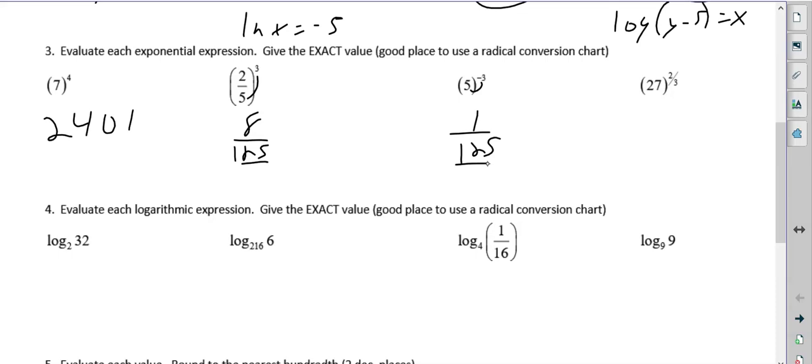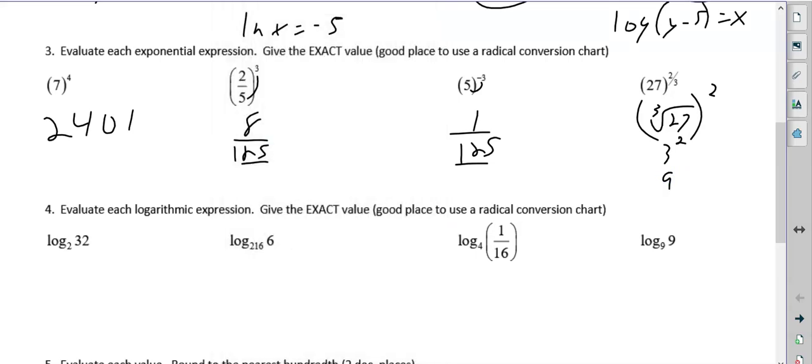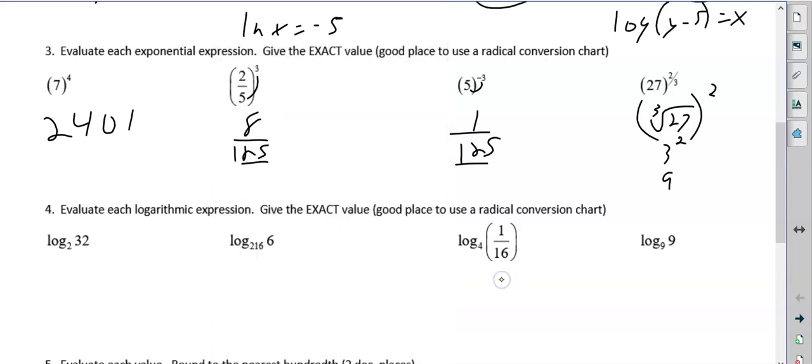And this one right here, this means the cube root of 27, which is then squared. So the cube root of 27 is 3, and then you square that, you get 9. And remember, you can put this in the calculator. You can type in 27 to the power of, parentheses, 2 divided by 3. Okay, let it help you.